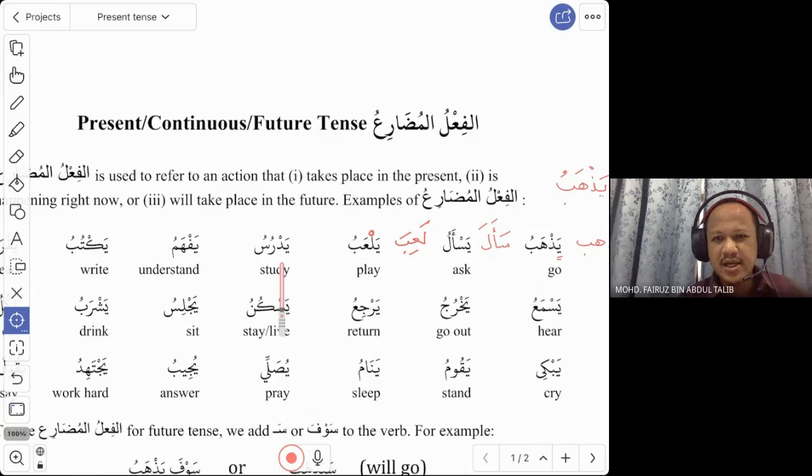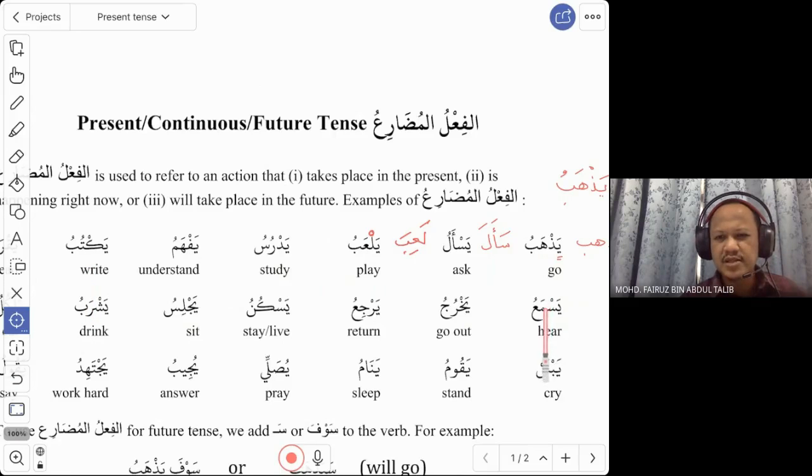Yadrusu. What is the madi form? Look at the previous lesson, you will find darasa. Darasa, yadrusu, study or is studying. Fahima, yafhamu, understand or understanding. Kataba, yaktubu. Yaktubu is write or writing.